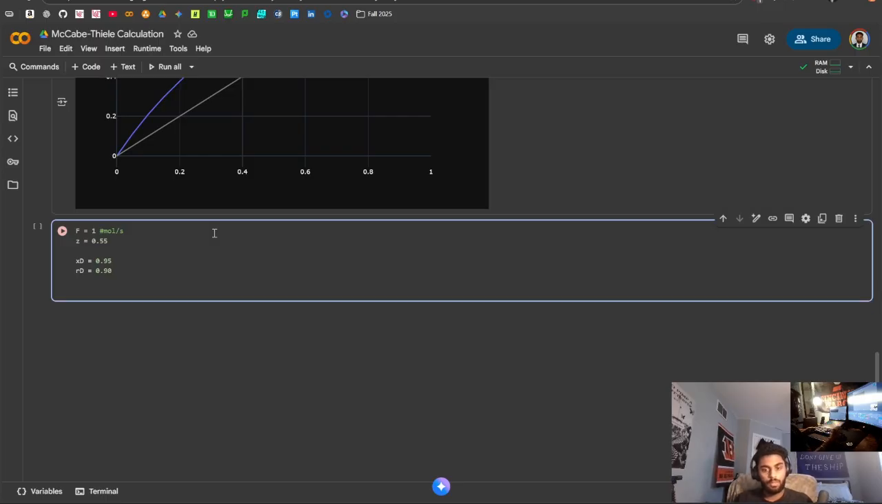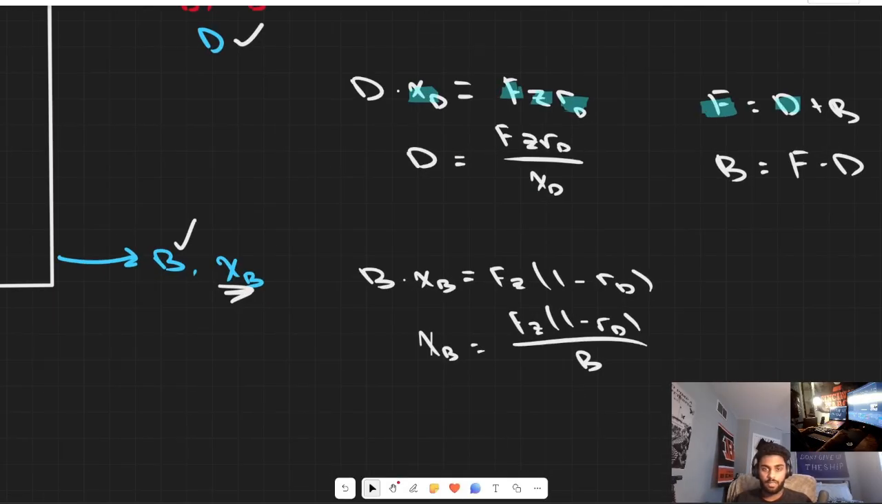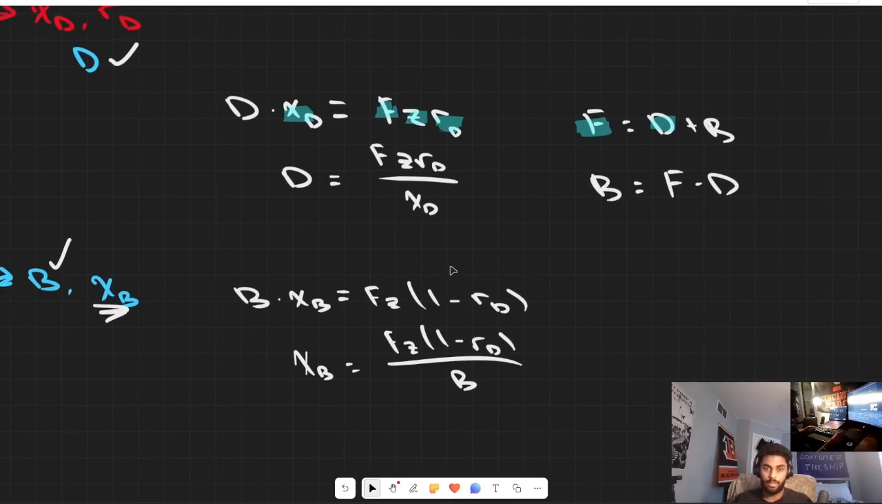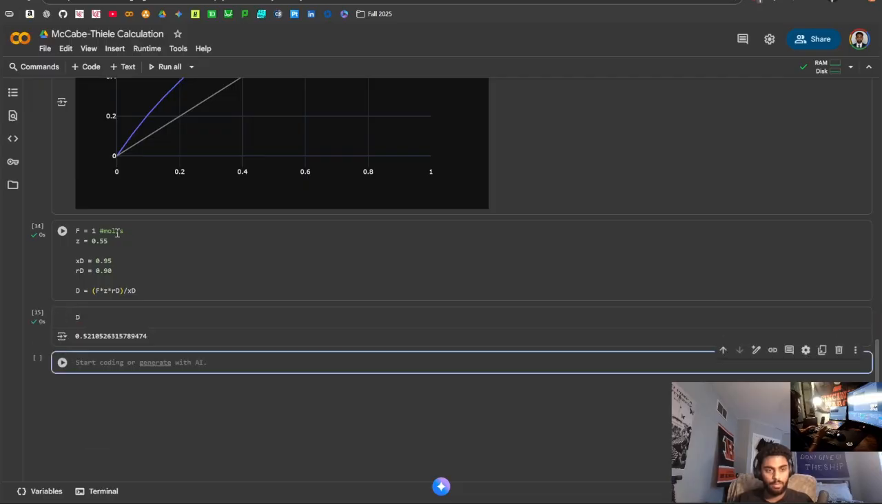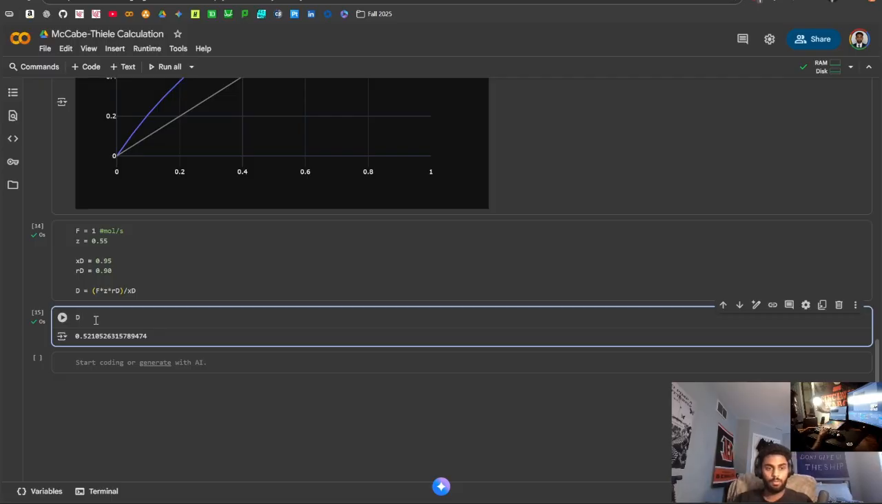Now, what's left is incorporating these equations in there. So our first one, we'll go with our distillate. So let's pull that up. So we'll say our distillate is equal to our feed times our composition times recovery in the distillate over our distillate composition. If we do that, we see that our distillate flow rate is something like 0.52 moles per second.